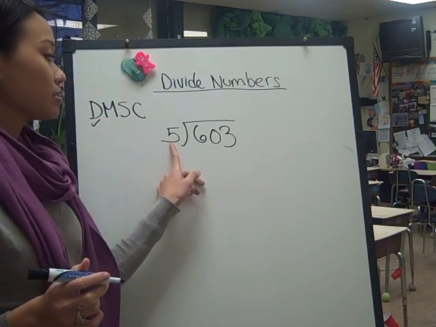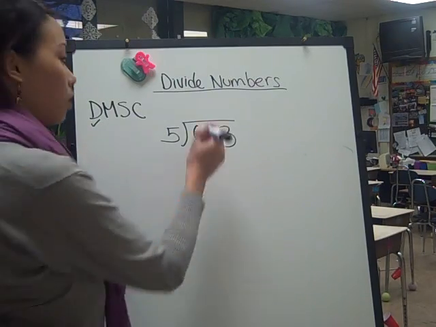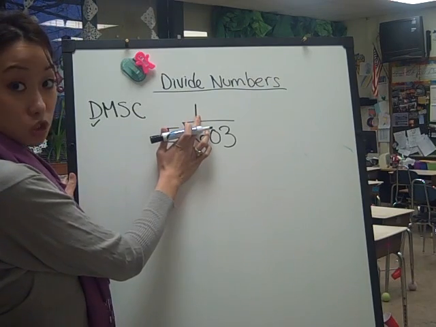How many times does 5 go into 6? 5 goes into 6 one time. Write down the 1 on top. That's how many slices I'm serving.